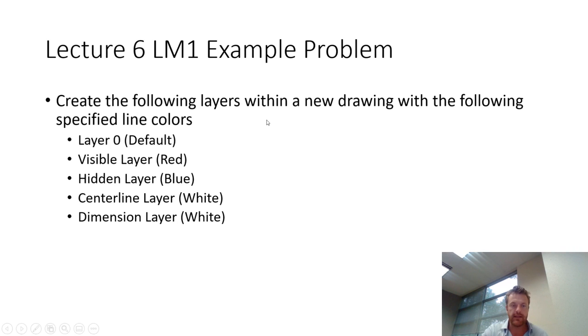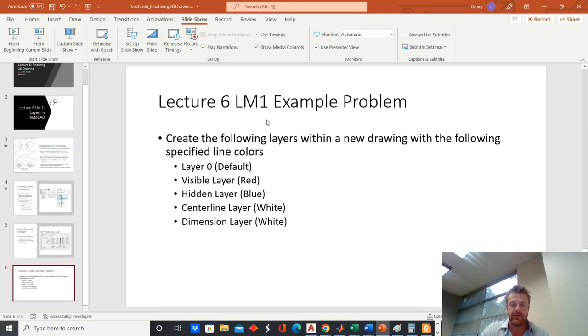So what I'd like you to do, just to show that you have a basic understanding, and the homework problem will even be simpler than this, is to go into AutoCAD, create a new drawing, and create these layers beyond the default layer. So the default layer will already be there. We're going to create 4 new layers, name them visible layer, hidden layer, centerline layer, and dimension layer. And we'll change the color, just one of the properties of the lines within these layers. On the homework, I'll ask you to extend that a little bit and actually change the line type as well.